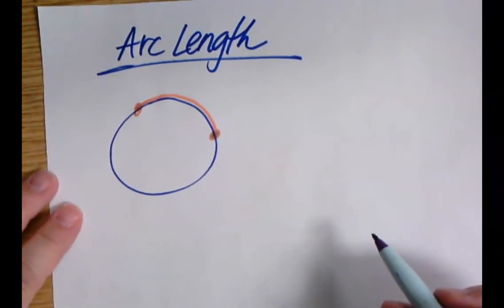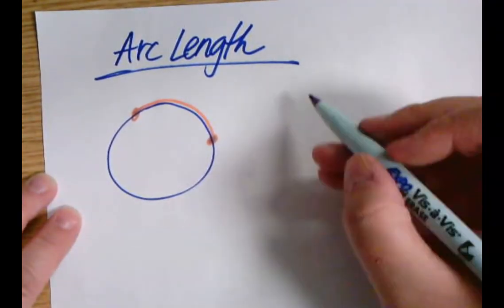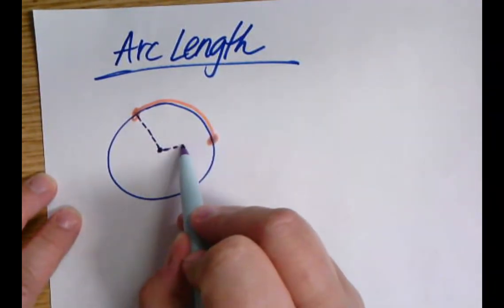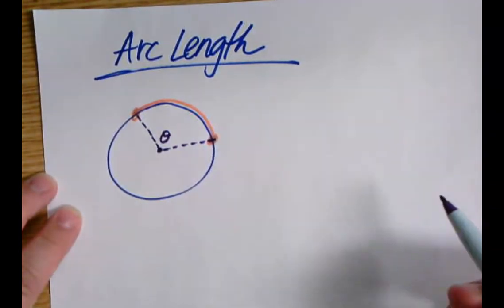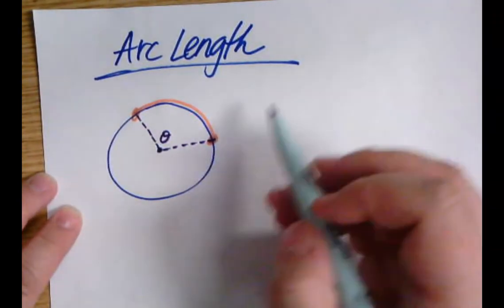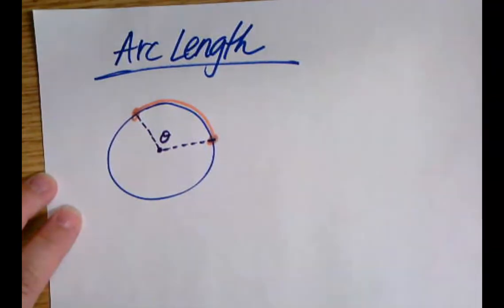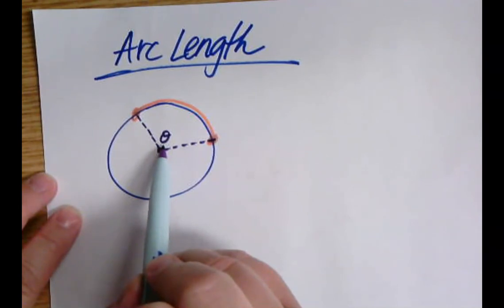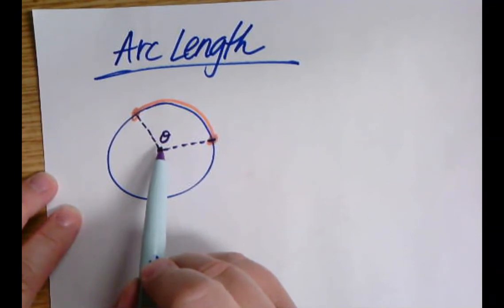Now, when we were talking about this in geometry, we said, if you could figure out what the central angle is associated with your arc, and we're going to call it theta, then our arc length is proportional to the part of the whole circle that that angle is. For instance, if that angle is 90 degrees, that's a quarter of the circle. So my arc length would be a quarter of the circumference. If that angle is 120 degrees, that's a third of the circle. So my arc length would be a third of the circumference. So it's always a piece of the circumference.